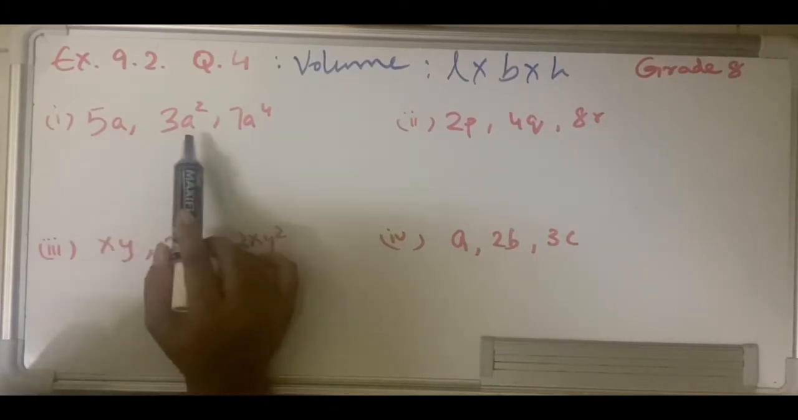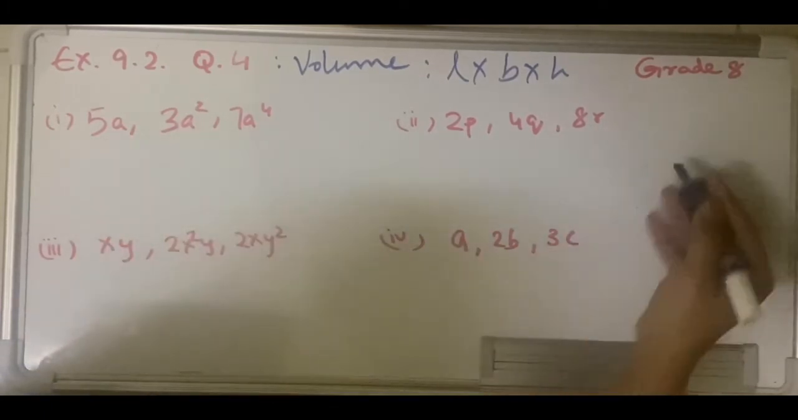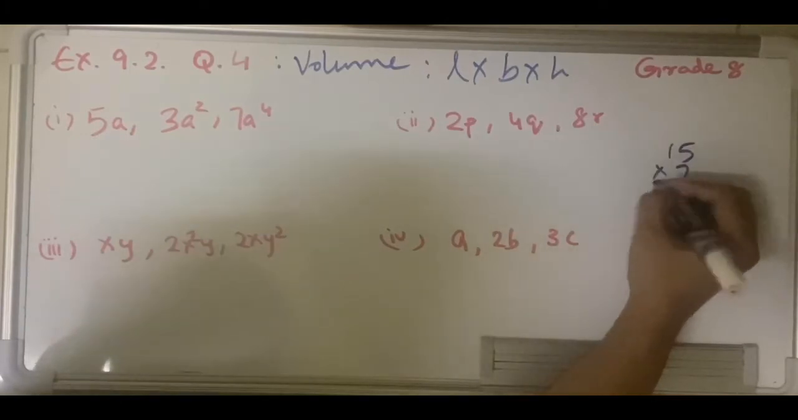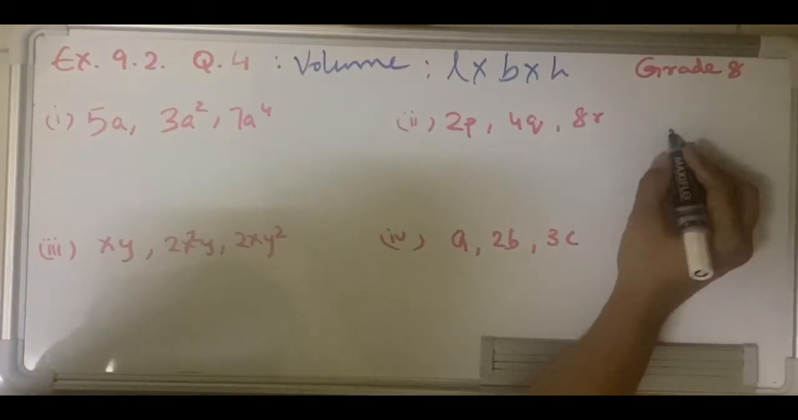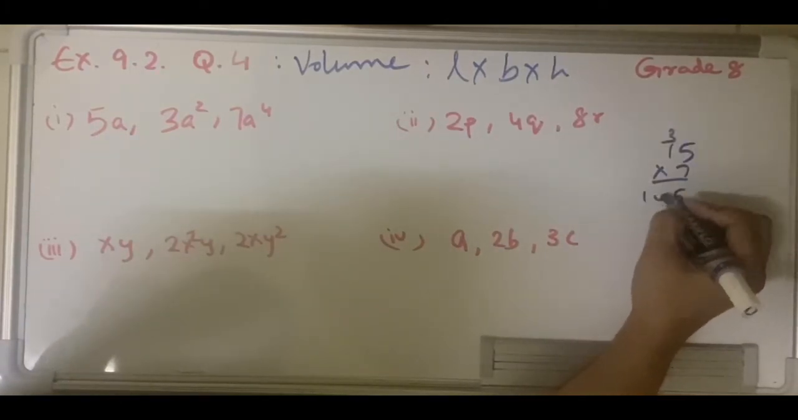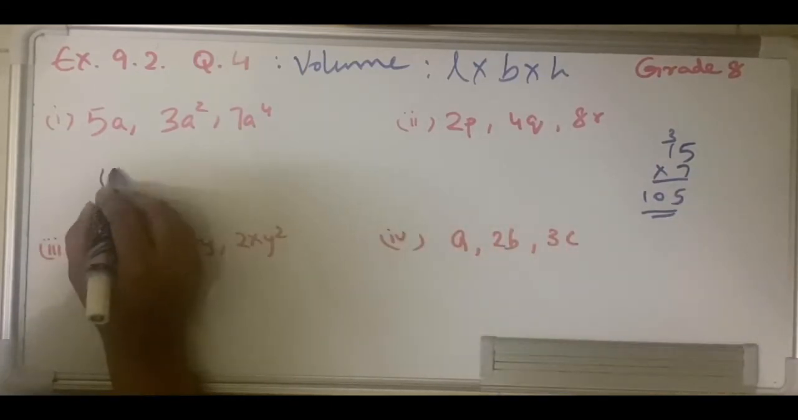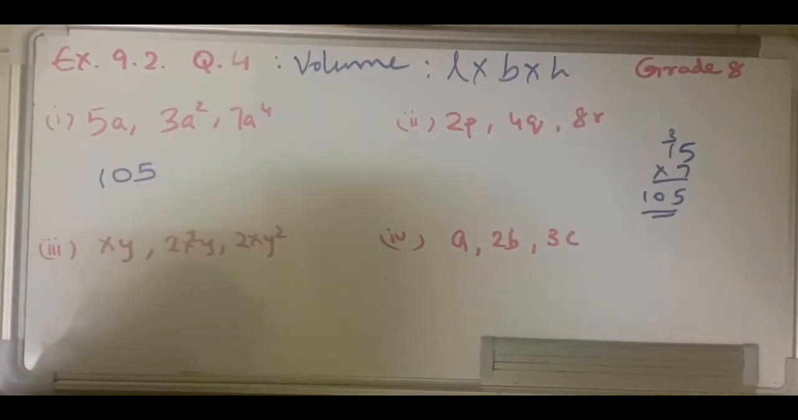So I have 5 times 3, 15. Then I have 7. So 15 times 7 would be 7 times 5, 35. 7 times 1, 7, 8, 9, 10. So we have 105, right? So numbers, when I multiplied, I got 105.